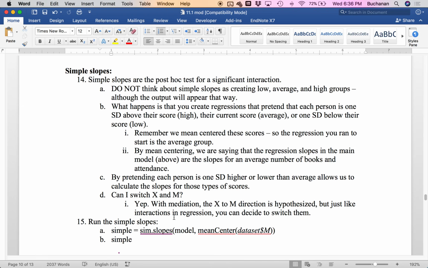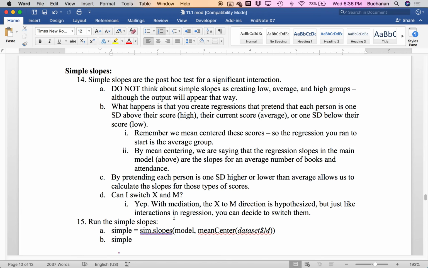Simple slopes are kind of post hoc tests. But you don't want to think about these as creating groups. It'll kind of look like that in the output, and people kind of interpret it that way, but that is not actually mathematically what is happening. It does not separate people into like, you're in the low group, you're in the average group, you're in the high group, because that's never a good idea to split your data that way.